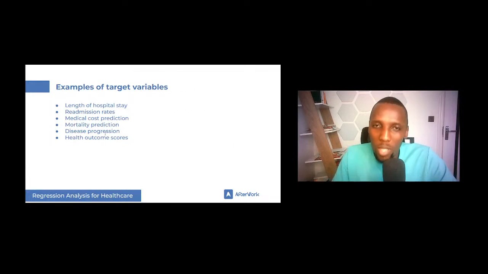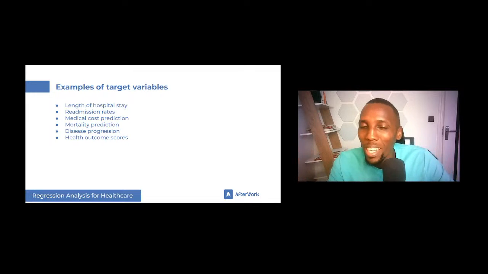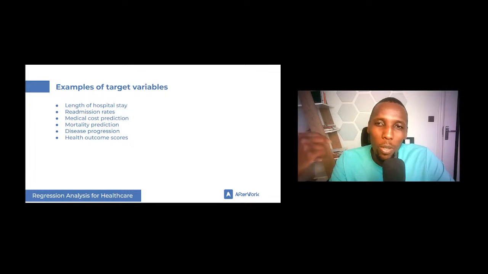Other examples of target variables or dependent variables: in data science and data analytics, we give the dependent variable the term target. These are just a few other variables that might come in handy: length of hospital stay, readmission rates, medical cost prediction. These are other continuous variables that we might want to predict when working on different problems.